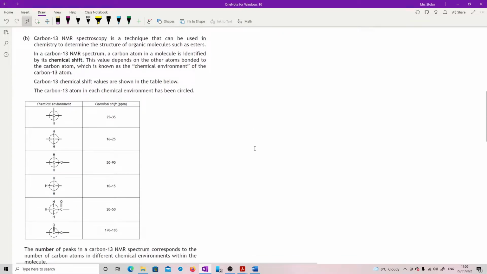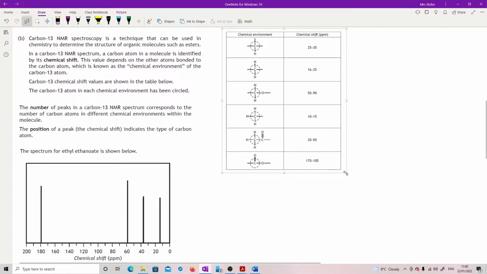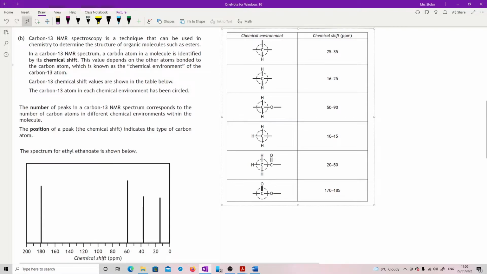Right, carbon-13 NMR spectroscopy is a technique that you can use in chemistry to determine the structure of organic molecules such as esters. I'm just going to see if I can shift this to the side. Yeah, okay. Right, in a carbon-13 NMR spectrum, a carbon atom in a molecule is identified by its chemical shift. This value depends on the other atoms bonded to the carbon atom, which is known as the chemical environment of the carbon-13 atom. Carbon-13 chemical shift values are shown in the table below, this one. The carbon-13 atom in each chemical environment has been circled.